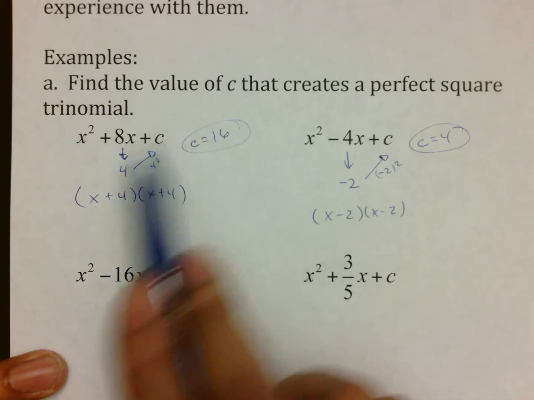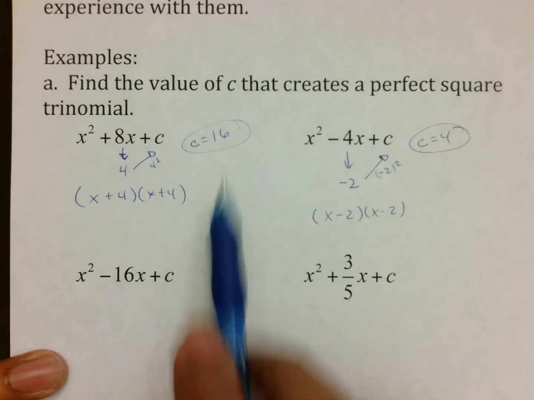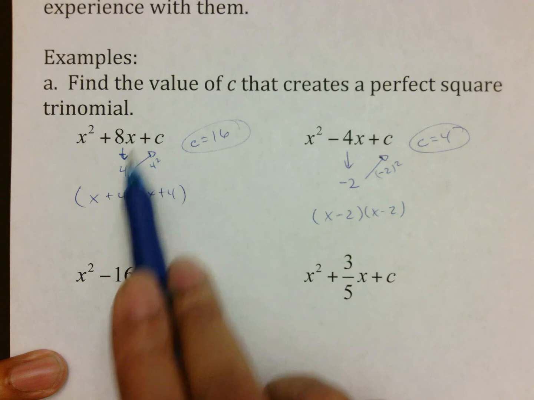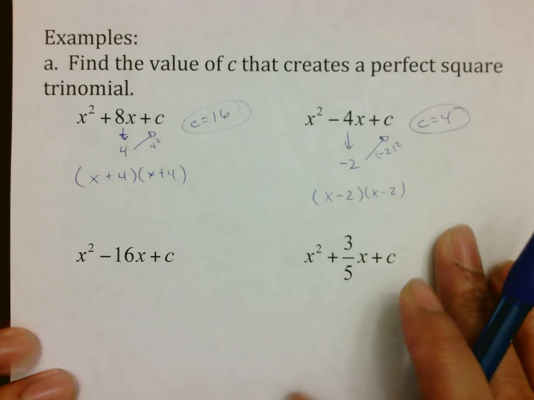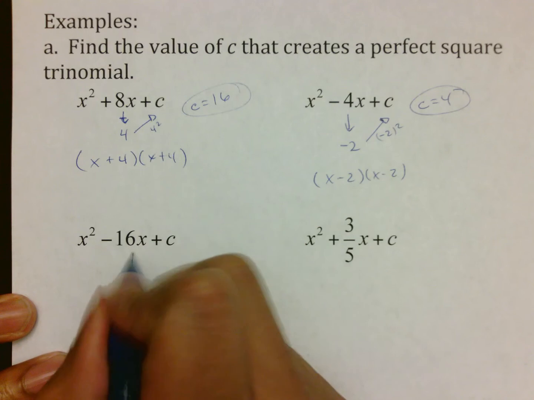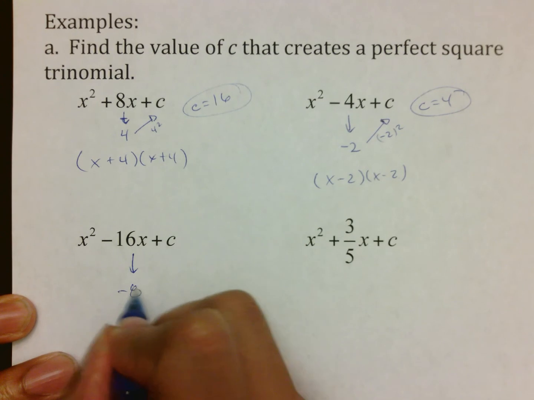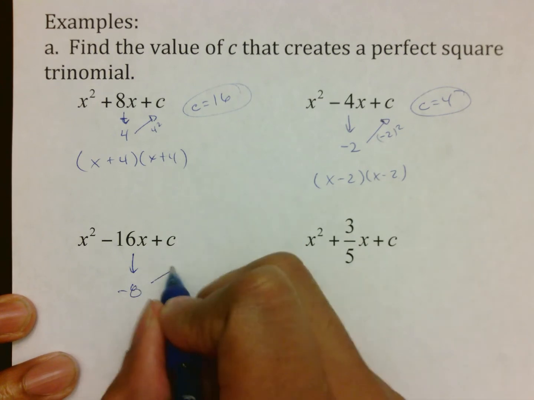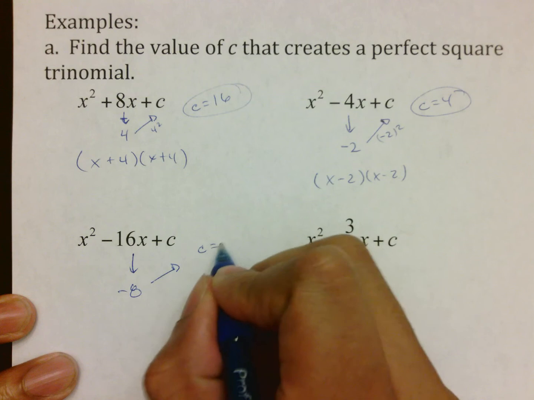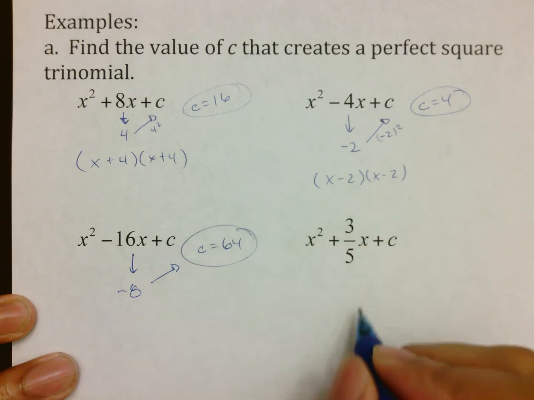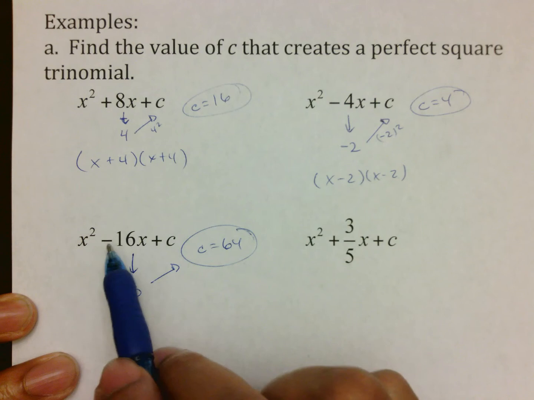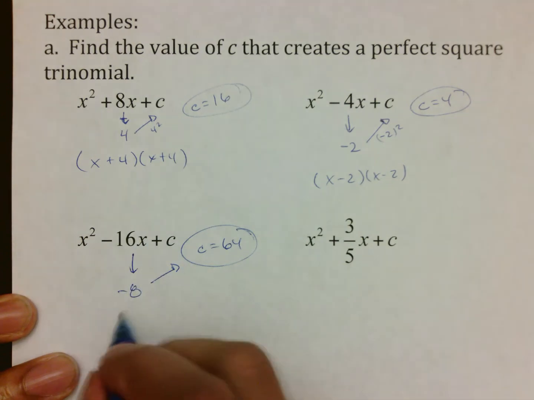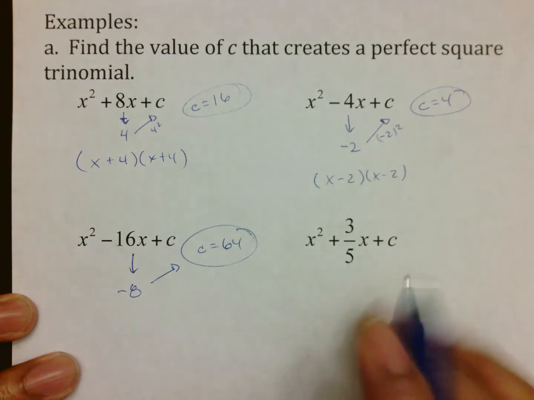This step is the main part of what you need to know how to do today, which is take the number, cut it in half, square it, and then that completes the square. The third example, same thing. Take the -16, cut it in half to be -8. Take that -8 and square it, and remember that it's going to be positive, never negative, so c would be 64, and that is a perfect square trinomial, x squared minus 16x plus 64. And again, trusting that that's going to happen, that's all you need.